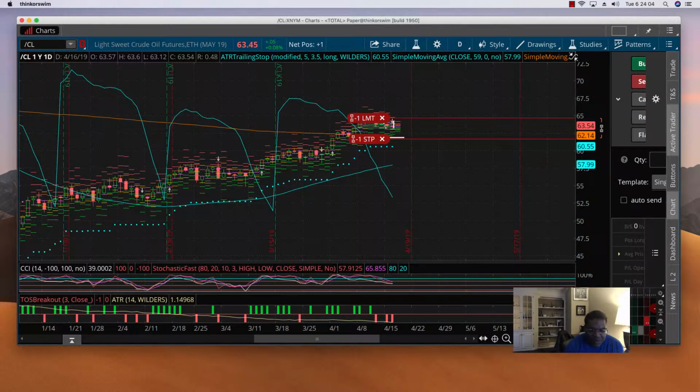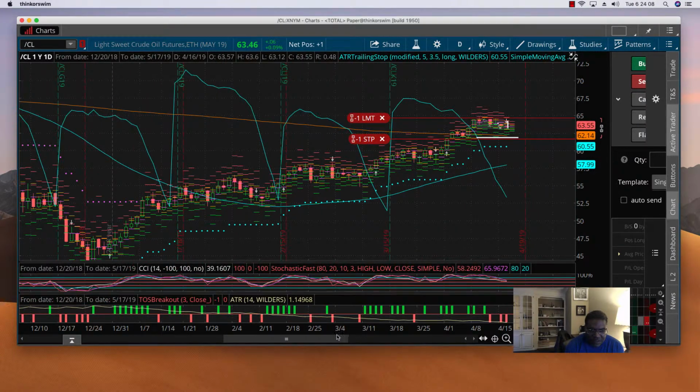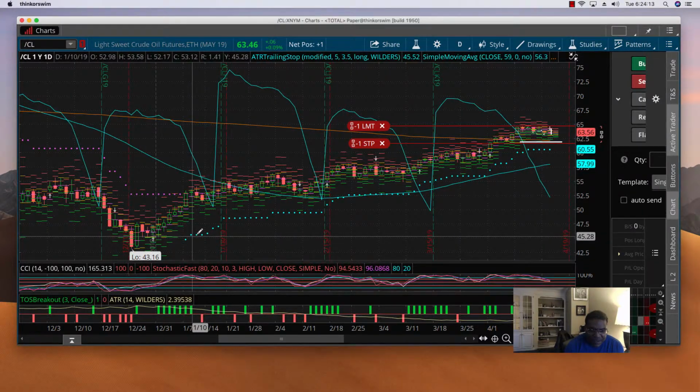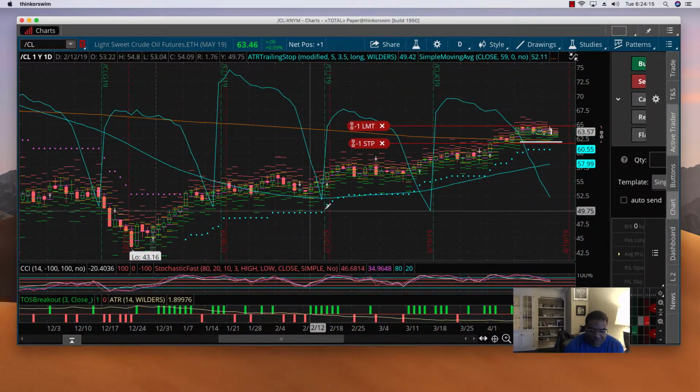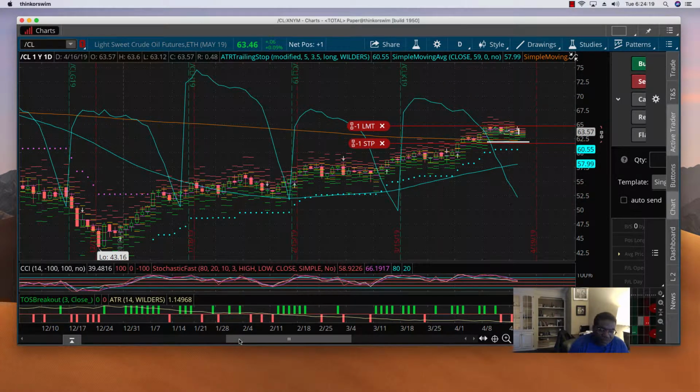So, oil's been in an uptrend since December. Okay, so we can see that going back to December. And I use the average true range trailing stop. It's a very accurate indicator to assess that and follow the market if it's going up or down.